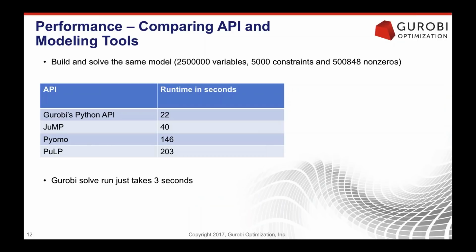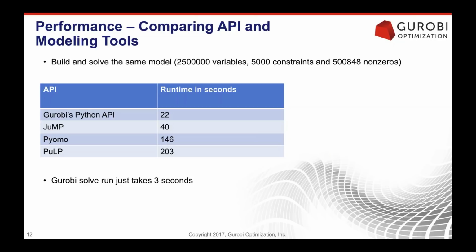Before, I also said something about huge setup times. And in this slide, I want to give you an example of what that could mean. In this test, we build and solve one single model, and we used 4 different APIs to build that model. This model has 2.5 million variables, 5,000 constraints, and about 500,000 non-zeros.